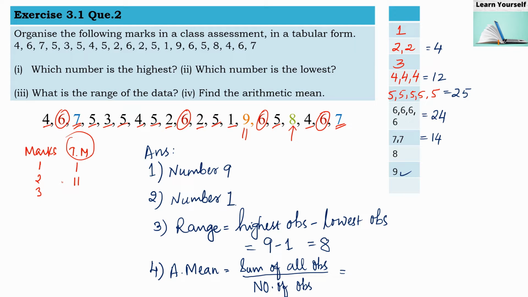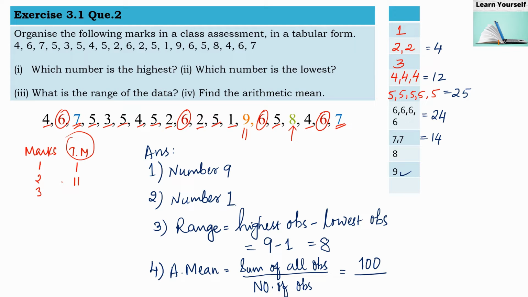Then 8 and 9. We will just add these 4, 12, 25, 24 and 14. And when we add them, we will get 100 over here. Of course, you can write all these observations and add them here, and then write the sum of it, but this is the shorter method by which we get the addition faster.